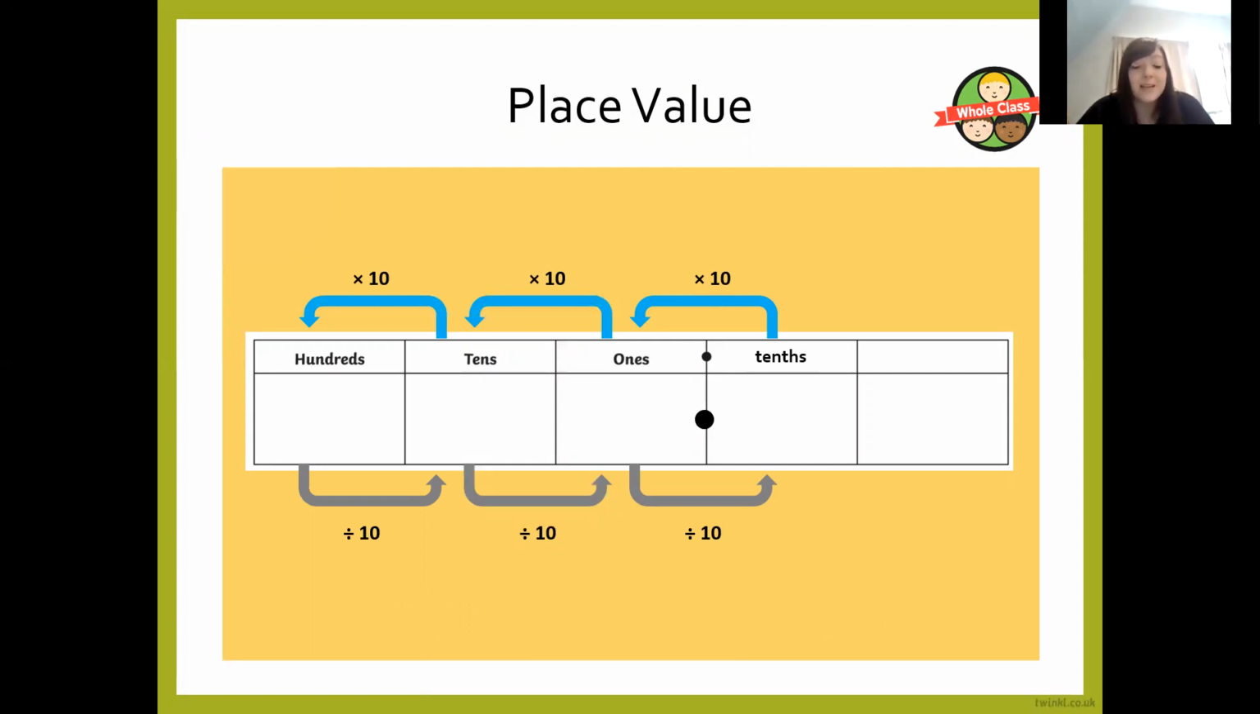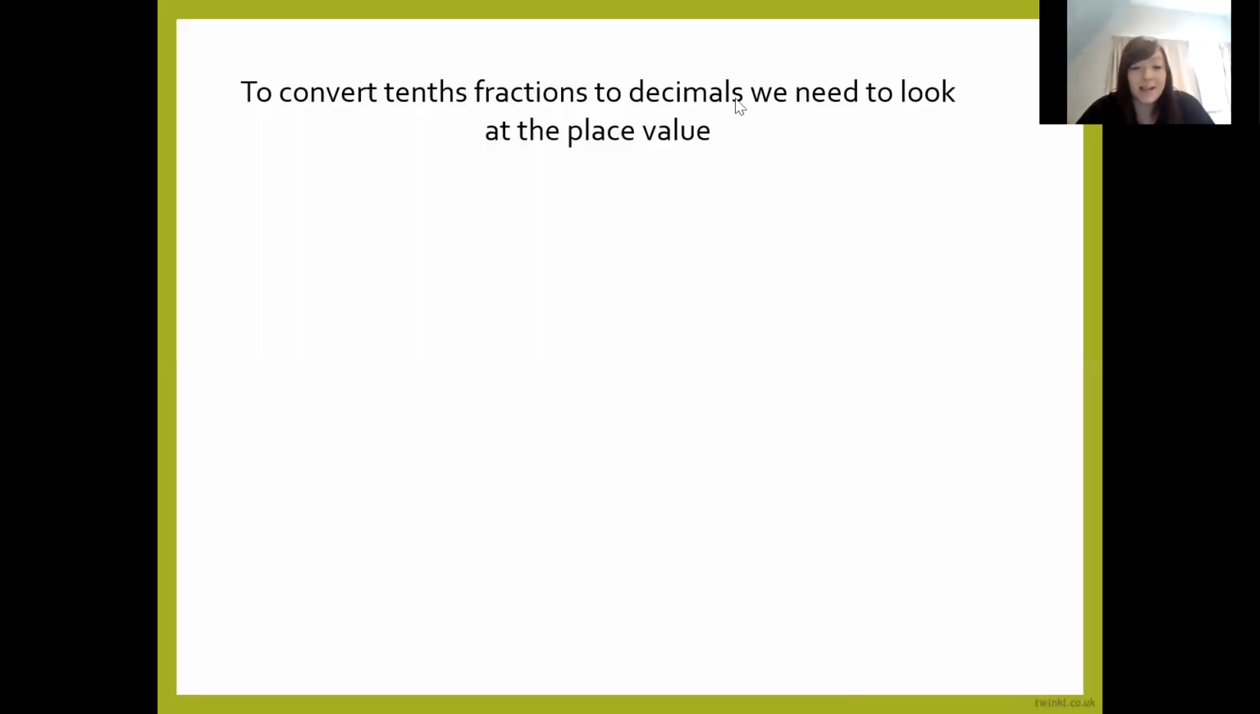parts. We're now going to look at hundredths. And that's when a whole of something has been divided into 100 equal parts. Now, earlier in the week, we did look at tenths and hundredths. So we are today going to be looking at hundredths as decimals. So as a recap from yesterday, we looked at converting tenths fractions to decimals, and we did that by looking at our place value grid.